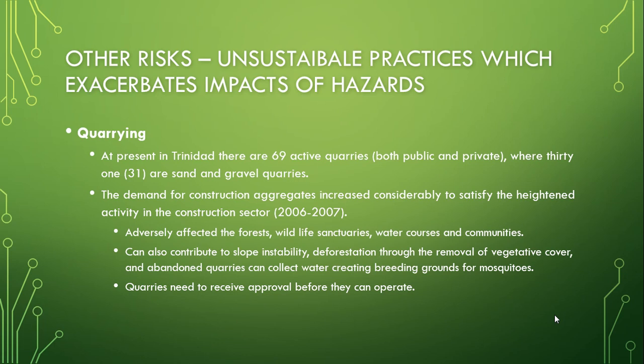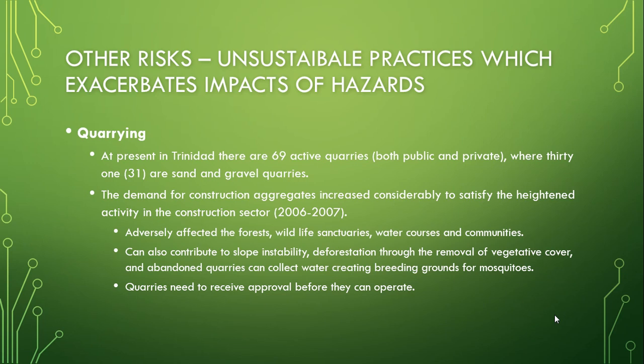Other risks that can create a land use planning challenge is where you have unsustainable practices occurring in high-risk areas. For example, quarrying. At present in Trinidad, there are 69 active quarries, a combination of both public and private quarries, where 31 of these provide sand and gravel to the construction industry. And in particular, around that period, 2006 to 7, there was an increase in the construction sector.